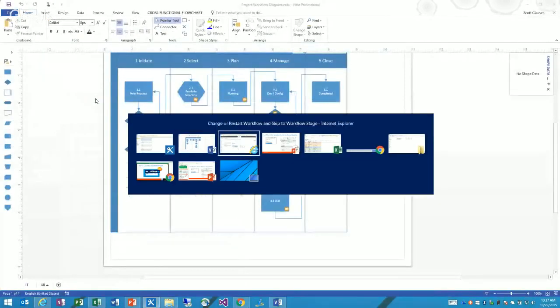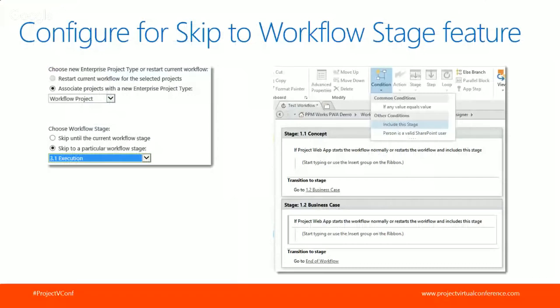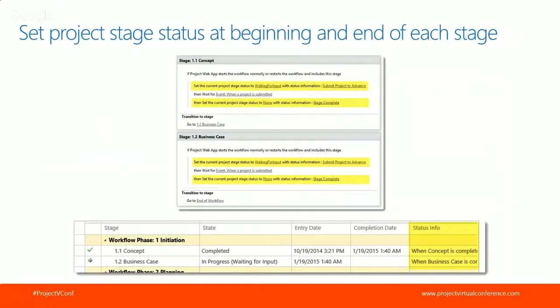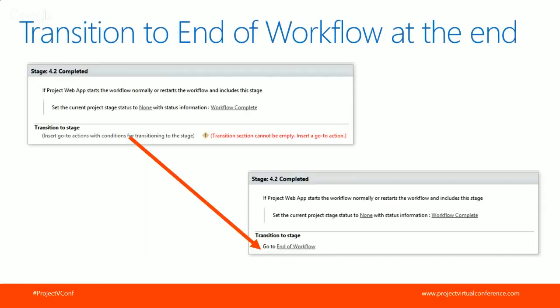And I have this also in the PowerPoint. So if you plan, and I pretty much guarantee you'll need to use this feature at one point, if you plan to skip projects in workflow, you've got to make sure that you put that if Project Web App starts the workflow normally or restarts the workflow and includes this stage, you must put that condition in every stage. Otherwise, it won't skip past the stage. Okay? Good, I already showed the demo on that.